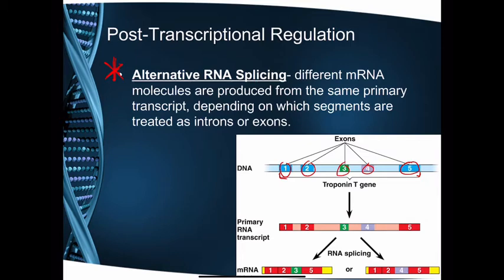So in this one gene, we can transcribe, this is just showing two options, but there would be many more options of mRNA from the one gene. This one has exon 1, 2, 3, and 5, and this one has 1, 2, 4, and 5. Those are going to produce different polypeptides, different proteins, based on which exons are spliced in and which ones are cut out.